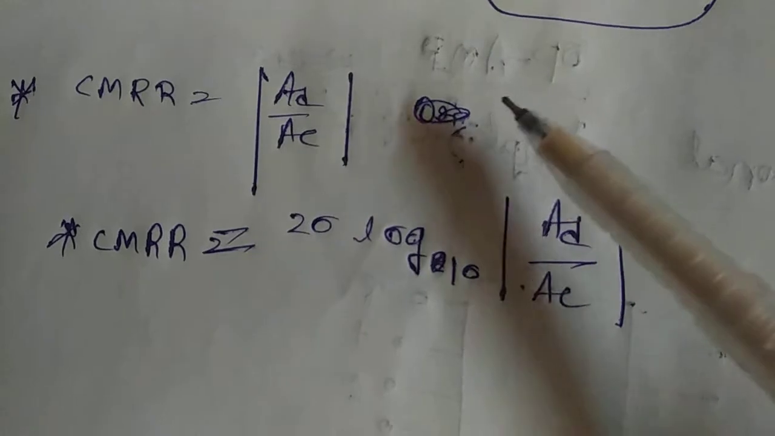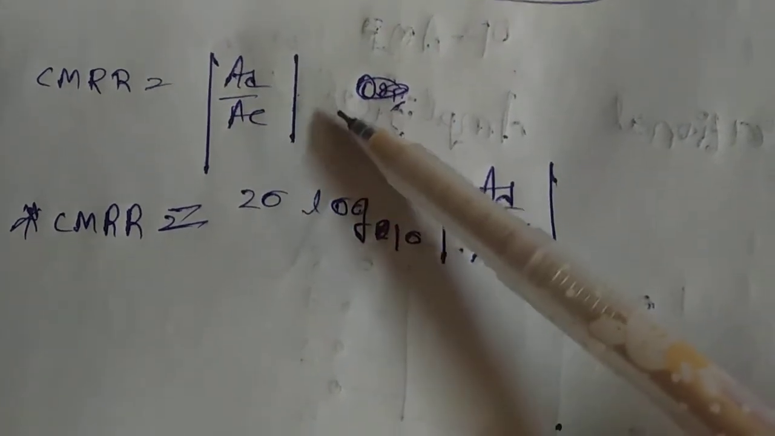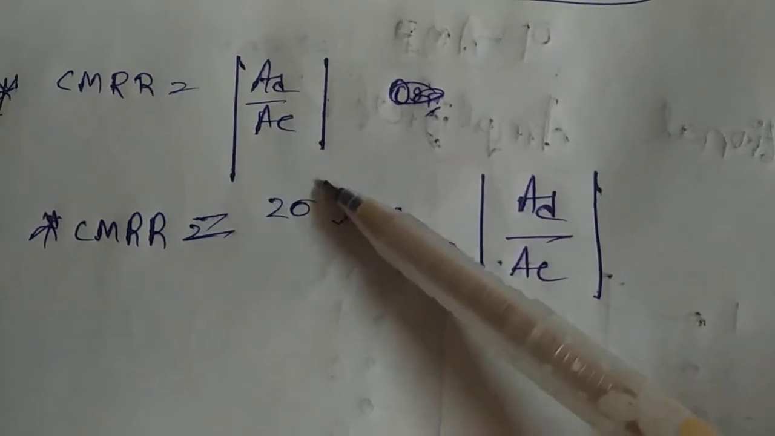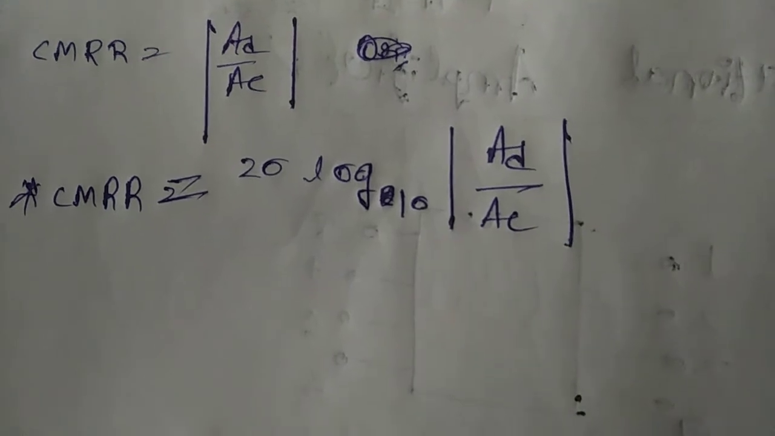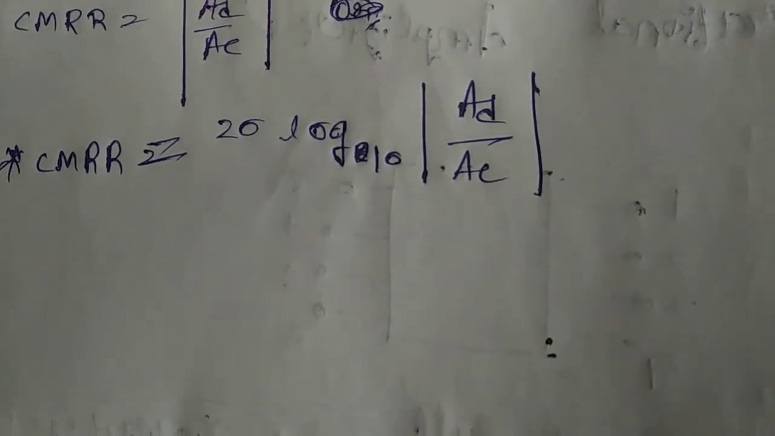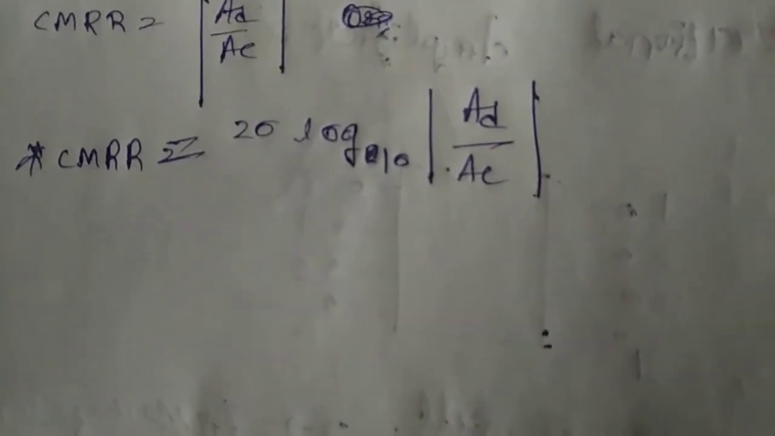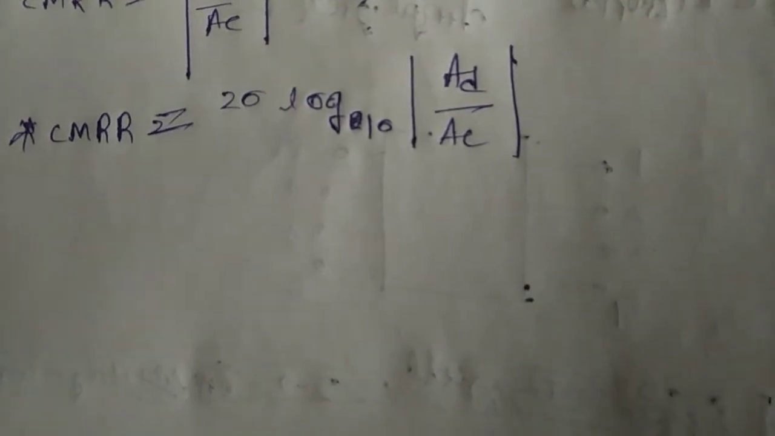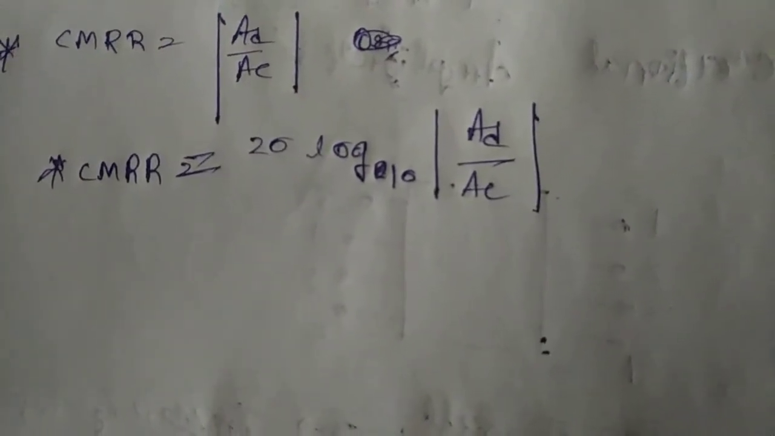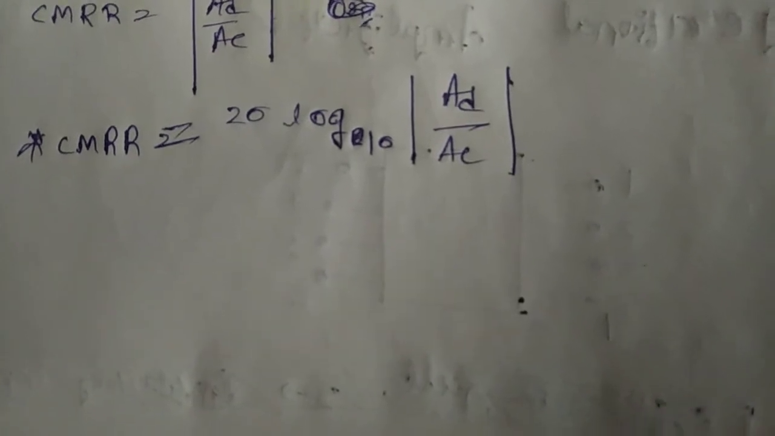Here we will consider another new term, which is CMRR. The full form of CMRR is common mode rejection ratio. It is the ratio of AD by AC, that is, the gain in the difference signal by the gain in the common mode signal. It determines the performance of the op-amp, the operational amplifier. Higher the value of CMRR, better is the performance.